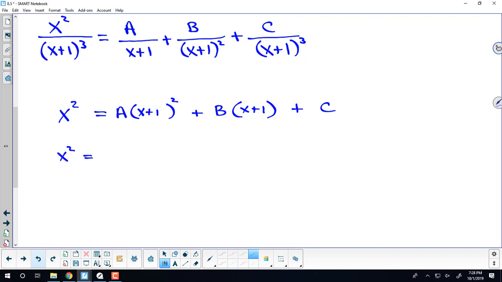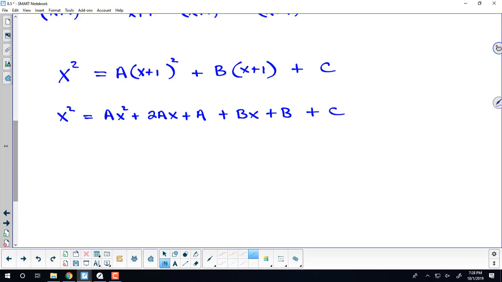So then we need to expand this out. x plus 1 squared gives us Ax squared plus 2Ax plus A. And we have plus Bx plus B plus our C. And then we just equate like terms.